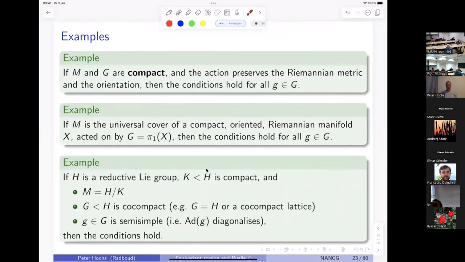And the last special case, which is also relevant: if M is a Riemannian homogeneous space of a reductive Lie group, so a quotient of a reductive Lie group by a compact group, you take a co-compact subgroup of that group, which is the one acting, either the whole group, for example, or some co-compact discrete subgroup. Then in cases where g is a semi-simple element, this measure exists. It exists a bit more generally, but g being semi-simple is enough for that. So there are relevant cases where those assumptions are true and this measure on G mod Z does exist.